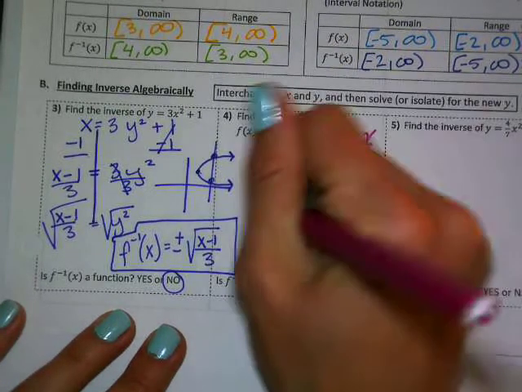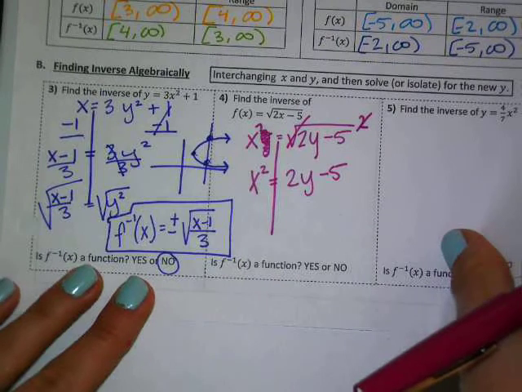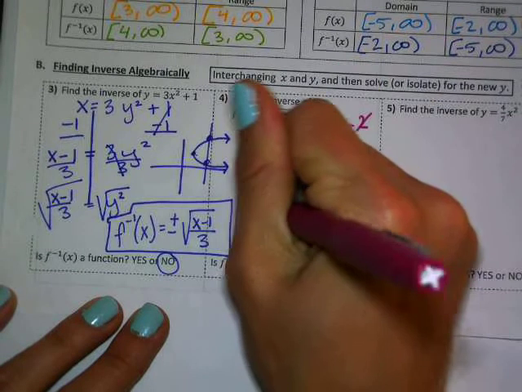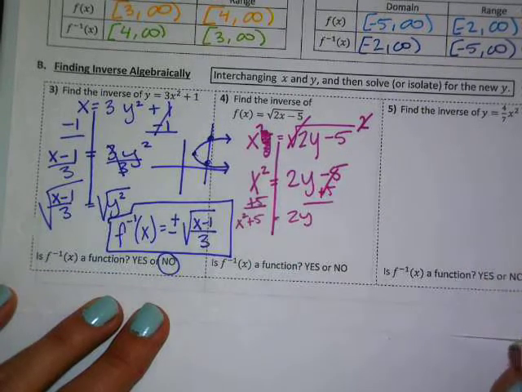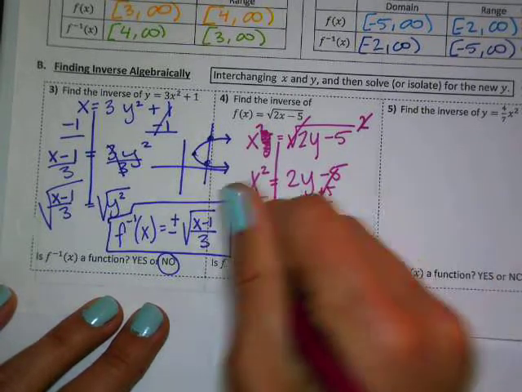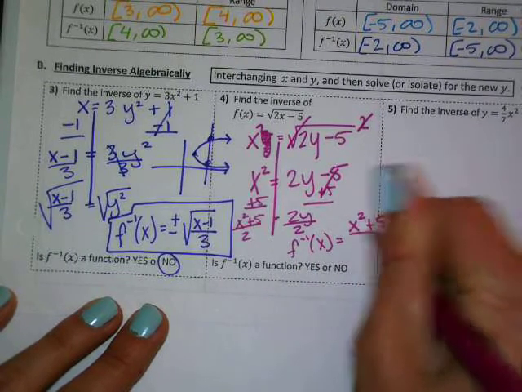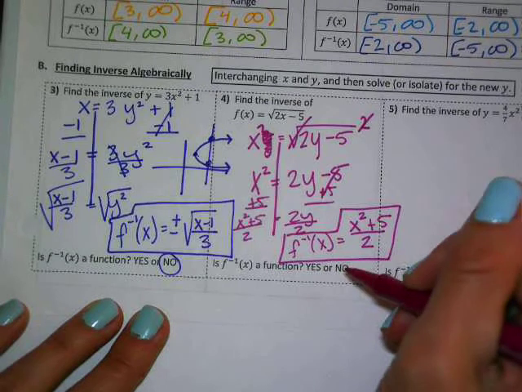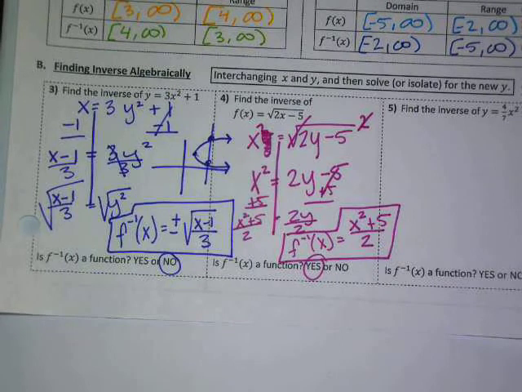So square and square root will cancel each other out. And so now you're just left with 2y minus 5. And then what do we do? Add 5. Okay, and then what? Divide by 2. And so your inverse is x squared plus 5 divided by 2. And is that guy a function? Yes. So the only time you're going to have not a function is if you get that plus minus. So yes, this is a function.